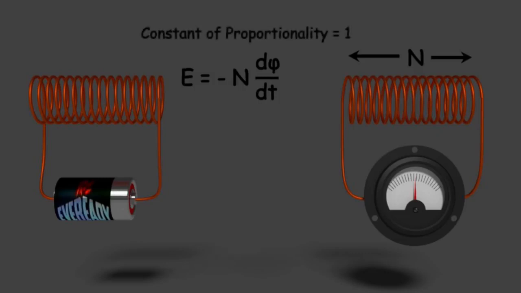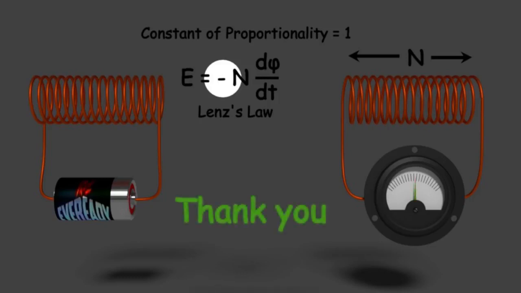One: the constant of proportionality is 1. This means the EMF induced in a turn of coil is exactly equal to the rate of change of flux linkage with respect to time with it. Two: there should be a minus sign on the right-hand side of the equation. This is to justify Lenz's law, which states that the polarity of the induced EMF opposes its cause, which is changing flux linkage. Hope you got a basic idea of Faraday's law of electromagnetic induction.